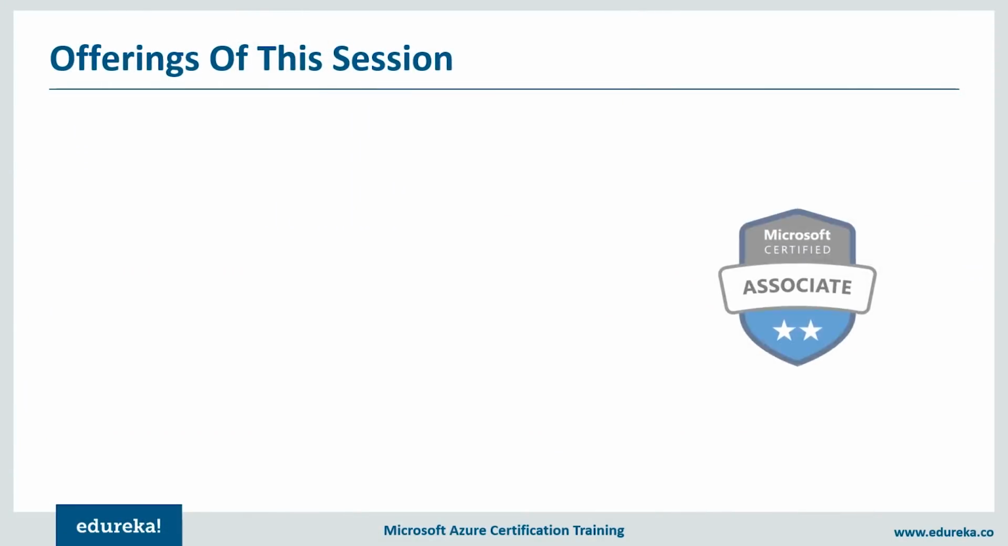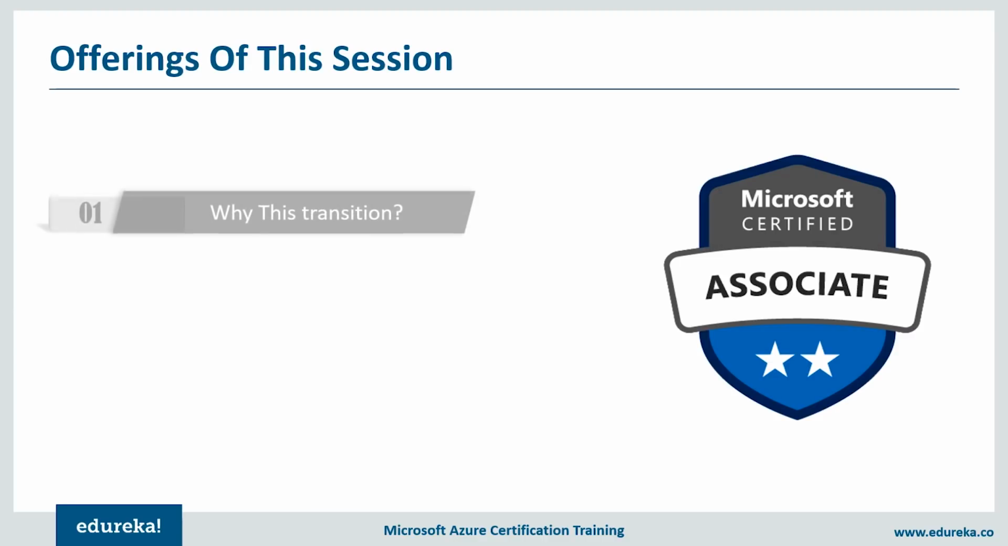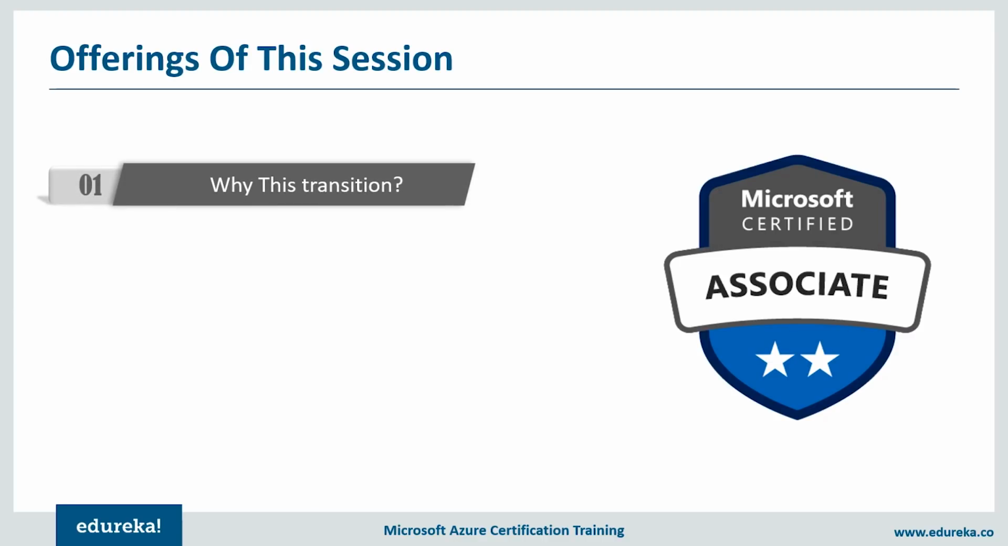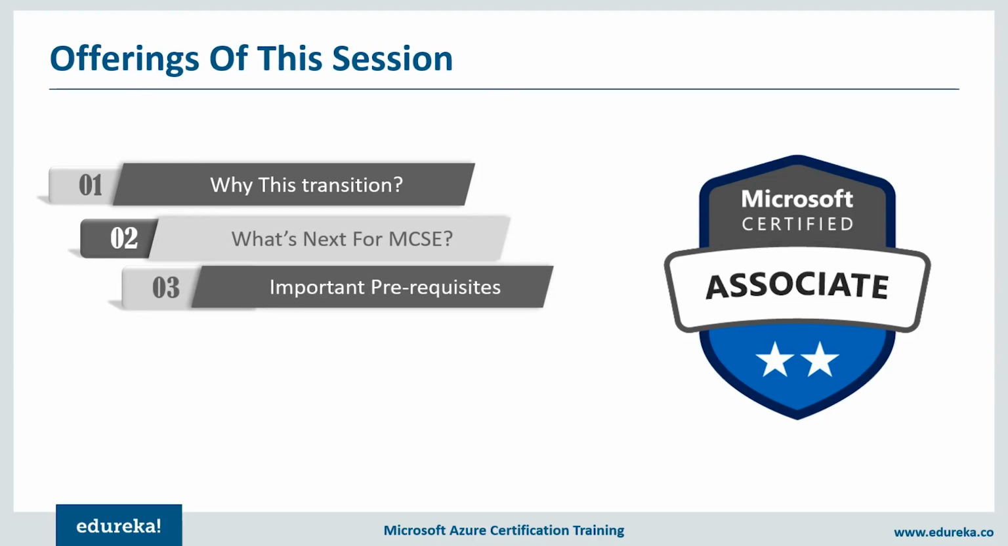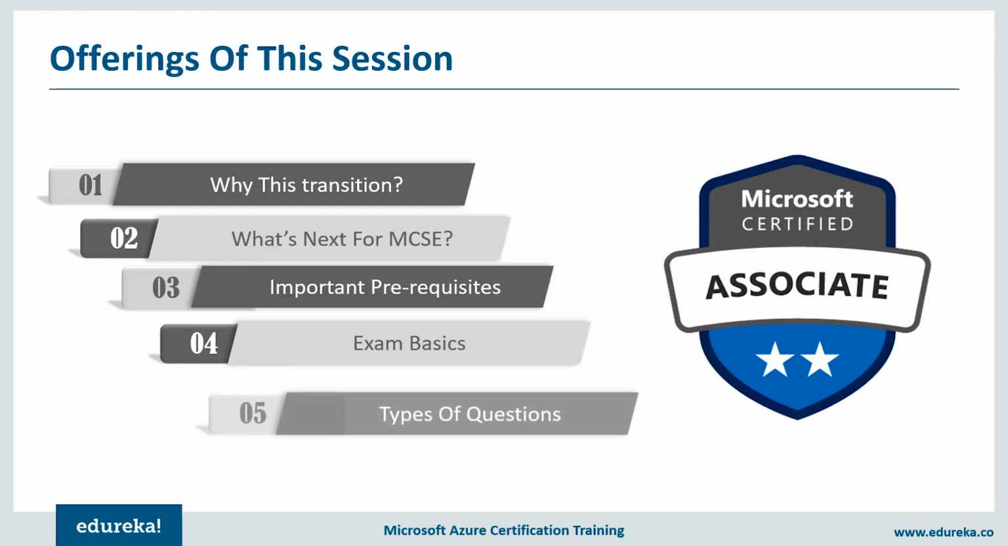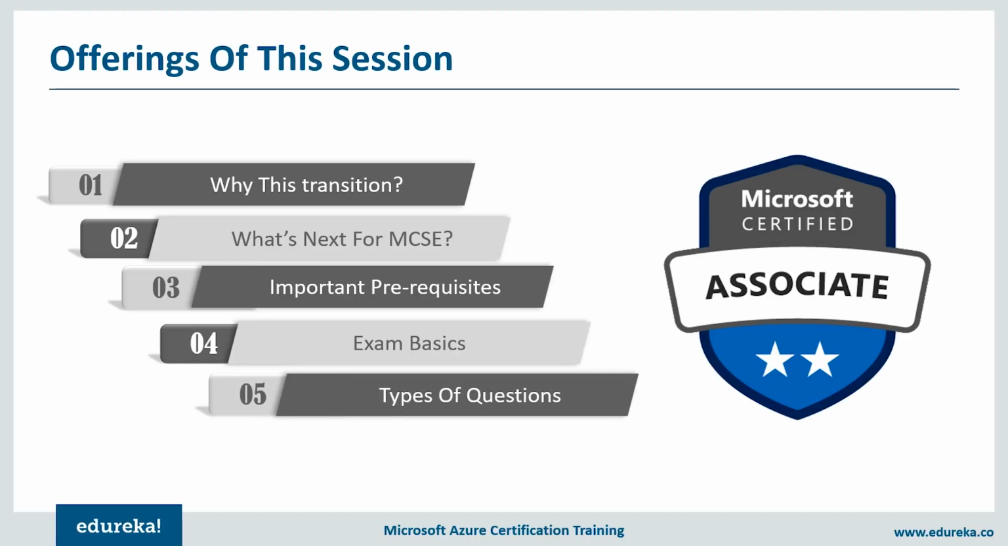So first and foremost, I would start by talking about why did this transition take place. Moving further, we would understand what's next for MCSE. Then we would understand what are some of the prerequisites that you should fulfill in order to appear for this certification examination. Then we would take a look at certain exam basics. And finally, I would finish things off by talking about the types of questions that you can expect in this certification examination. Having said that, guys, I believe that this agenda is clear to you guys.